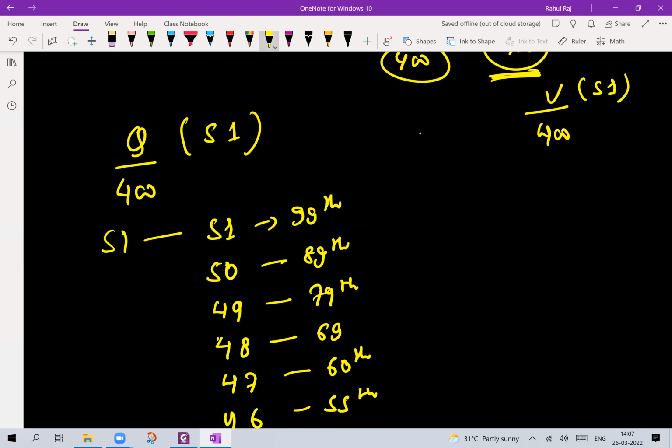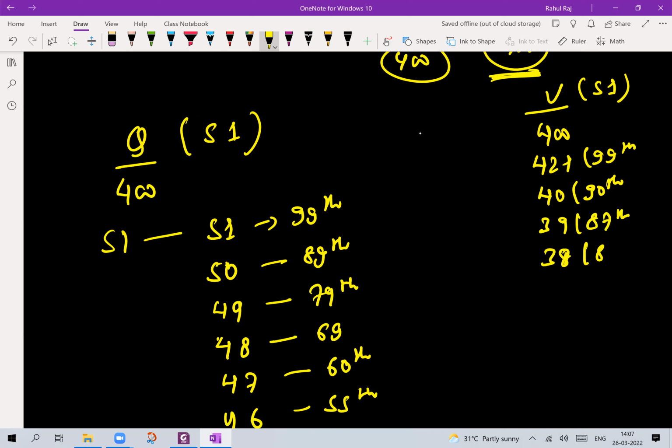In verbal, anything 42 plus is 99th percentile. 40 is considered to be 90th percentile. 39 is considered to be somewhere around 87th percentile. 38 is considered to be anywhere around 81 to 82 percentile. 37 is considered to be your 77th percentile.